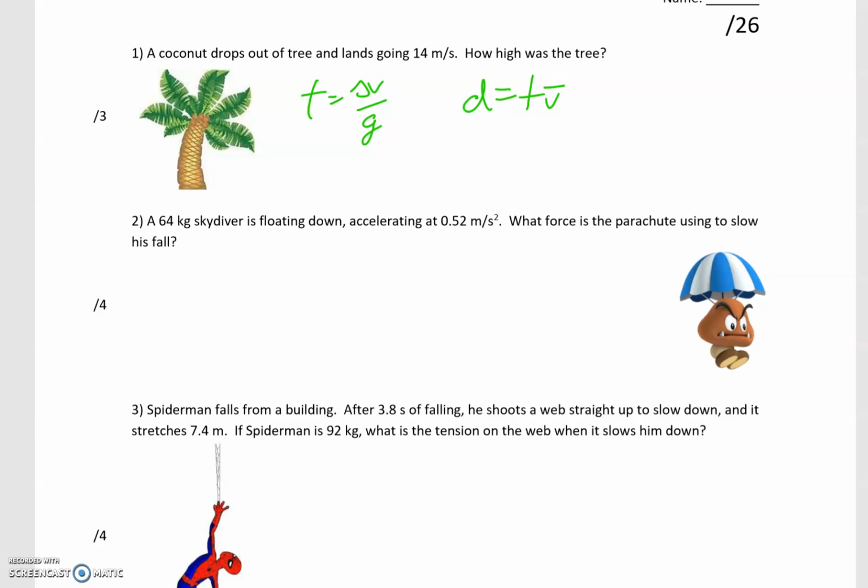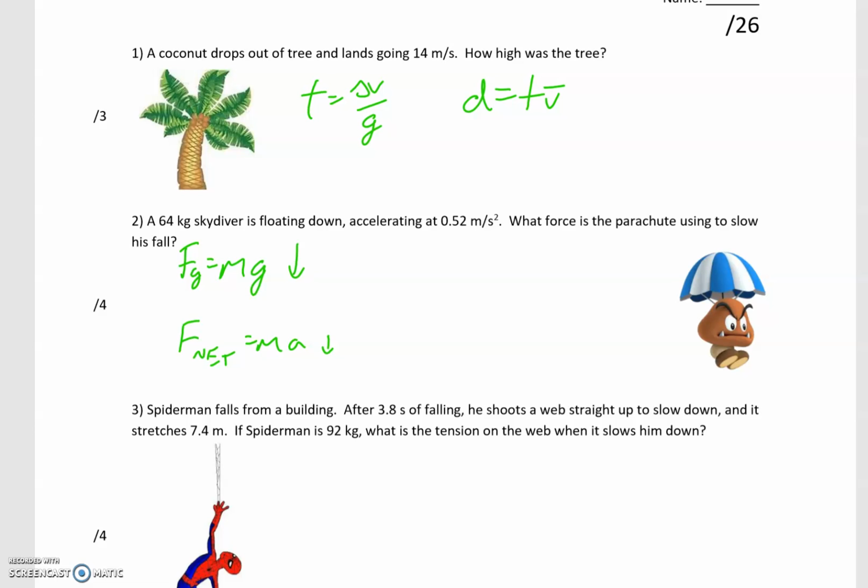The next one, a skydiver is floating down, accelerating at 0.52. What force is the parachute using to slow him down? Well, let's see. First of all, I can find his force of gravity, which is the force pulling him down. So I've got his mass, and I know what G is. I have his acceleration, which means I can find his net force, which is going to be MA, which apparently is also going down. So then all I'd have to do is find the difference between the two.